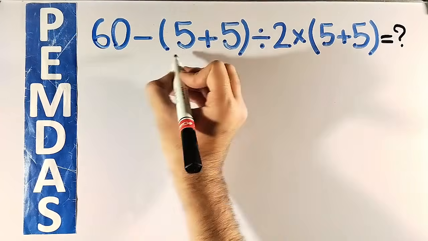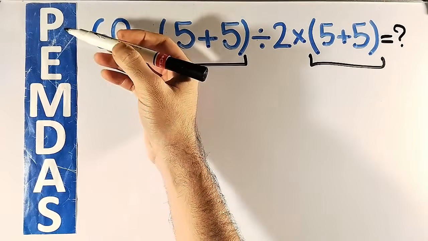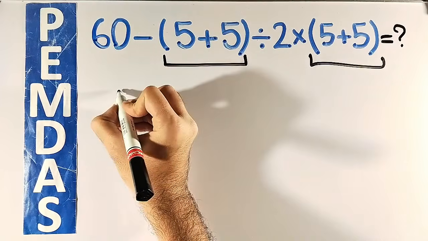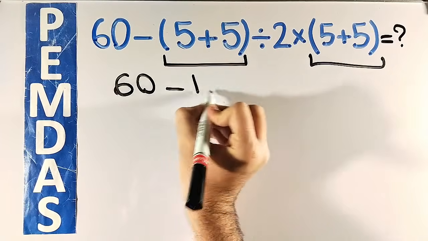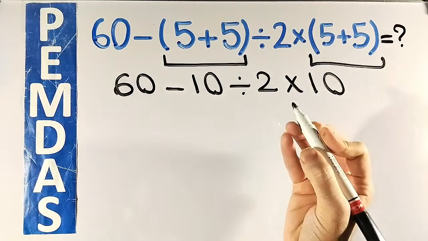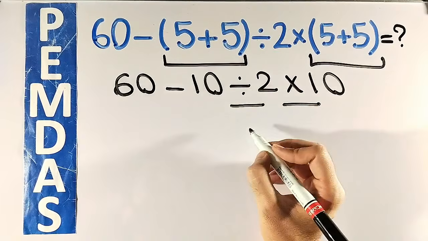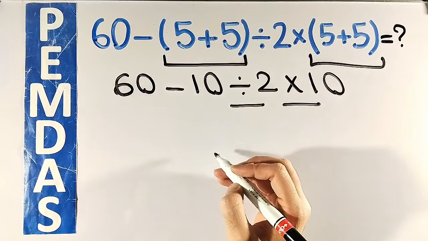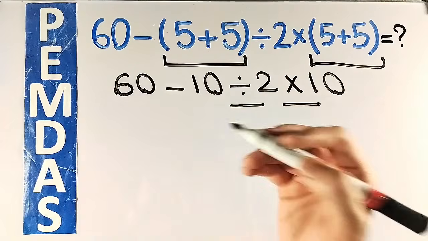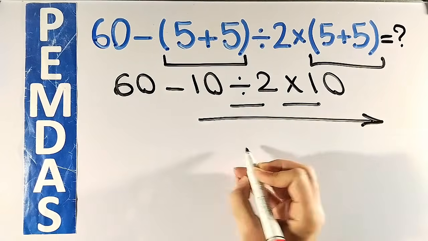According to the PEMDAS rule, first we go for the expression inside the parentheses, because parentheses have the highest priority than the other operation. So, instead of this expression, we can write 60 minus 10 divided by 2 multiplied by 10. And the next step, we go for the division and multiplication, because these two operations have a higher priority than subtraction. However, we must pay close attention that multiplication and division have equal precedence, and we must perform these two operations from left to right.